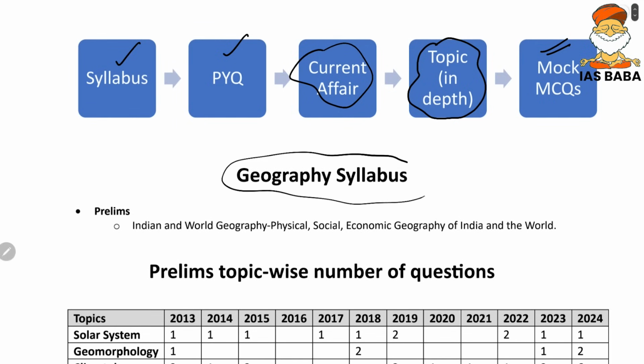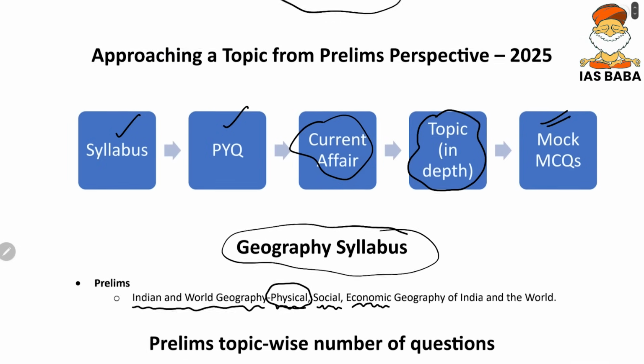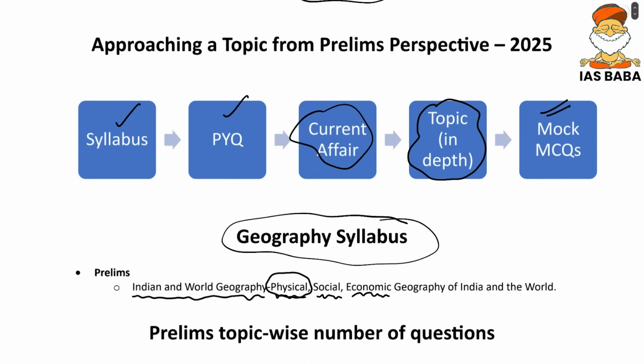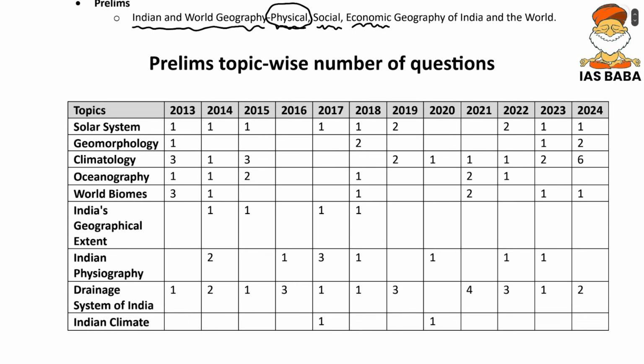So the geography syllabus given by the UPSC is the India and world geography, the physical geography, the social geography, the economic geography. So in the physical, the social and the economic geography, there is no mention of the term climatology altogether. But how did we get to know? Through the analysis of previous year's question papers. If you look into the previous year's question paper of prelims, climatology has been asked a good number of times in the recent years, and in 2024 alone you can see there were 6 questions.